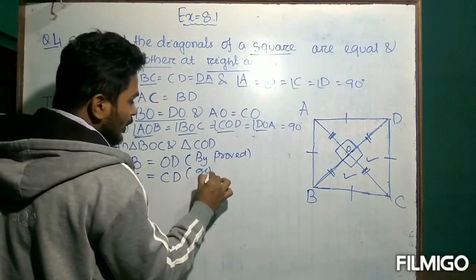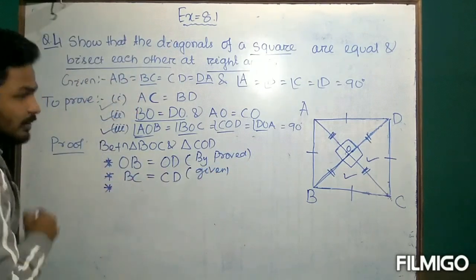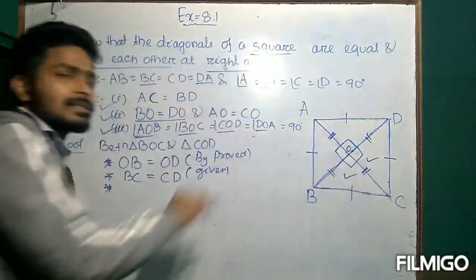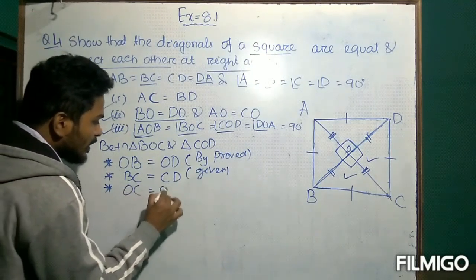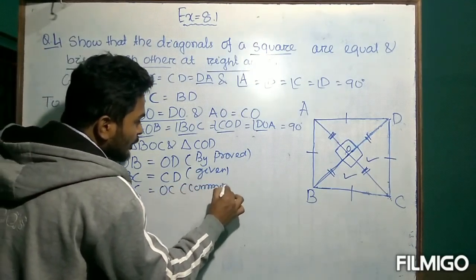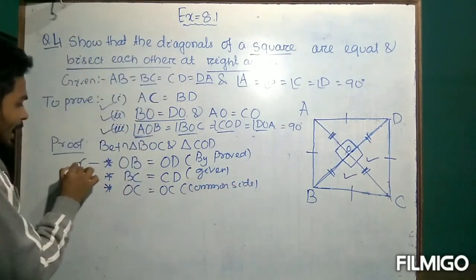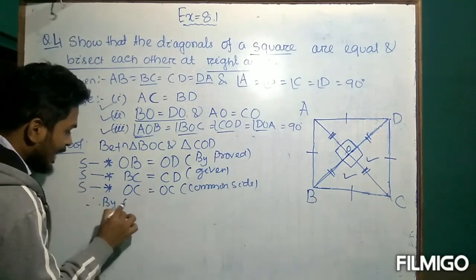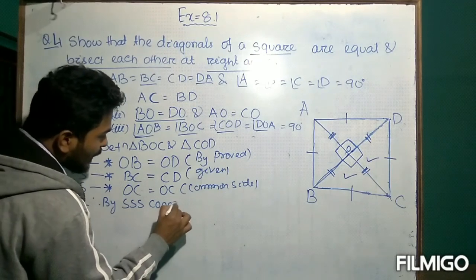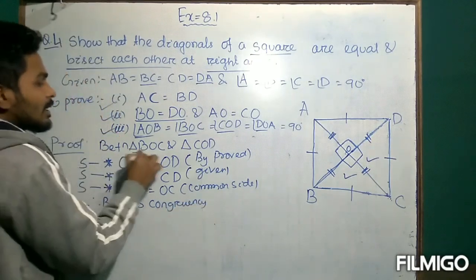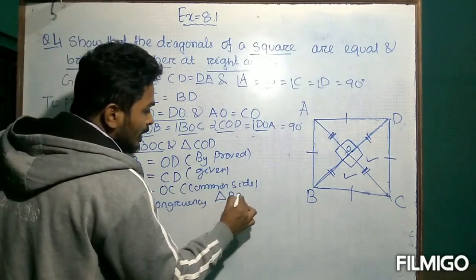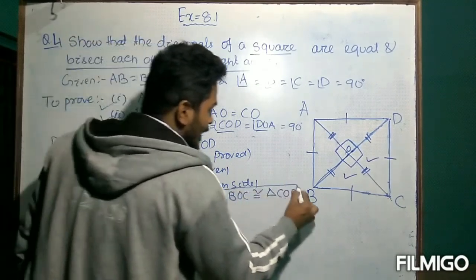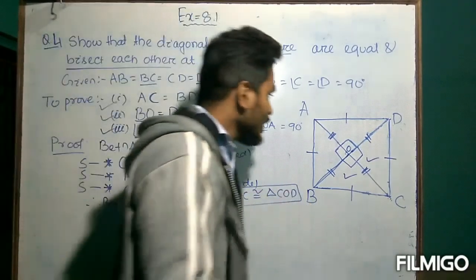It is given, right? Third condition is, for the triangle OBC, OC is a side, and for the triangle OCD, OC is also a side. So OC is a common side to both the triangles. So by SSS congruency, we can write that triangle BOC is congruent to the triangle COD. Okay. Now these two triangles are congruent.